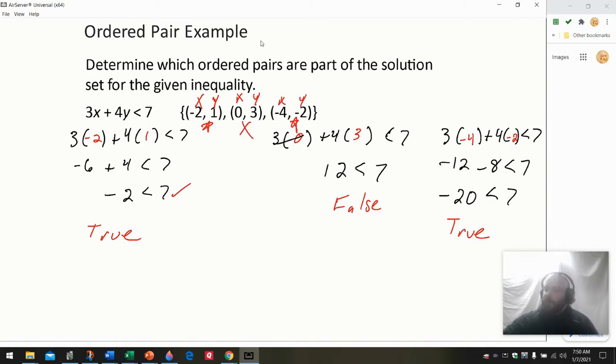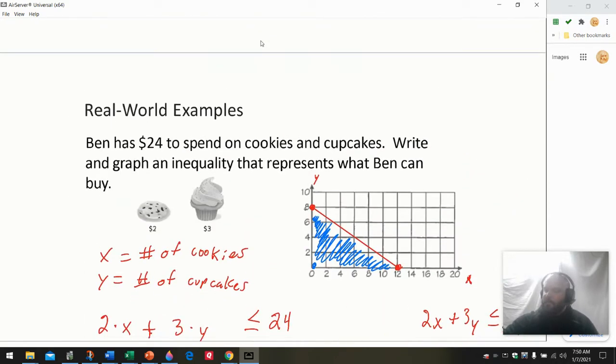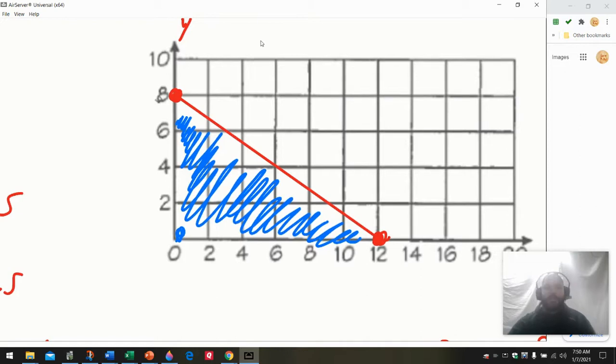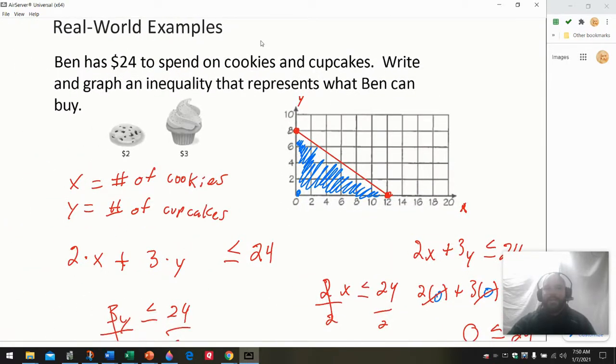So the one thing to realize about this, and I think maybe you hopefully gathered that from this example, is there are multiple correct solutions whenever you have a linear inequality because there's shading, and the shading encompasses multiple points. Any of the points in the shading will make that inequality true.